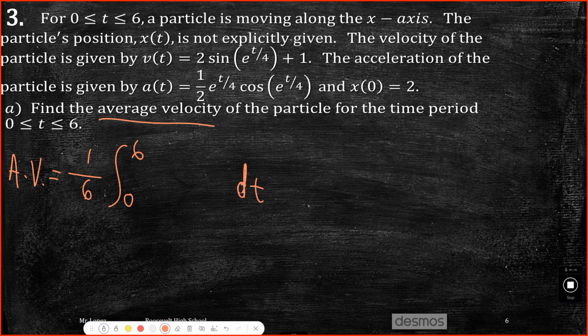This is what we really do need to understand. What goes in there? Does velocity go in there, or does acceleration go in there? Acceleration, yeah, because the area under the acceleration graph will be velocity, and that's how we're going to get the average velocity. Let's plug it in. This is going to be A of t, 1/2 e to the t over 4 times cos.